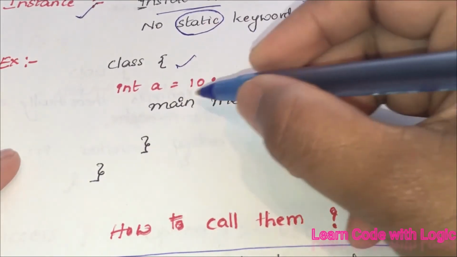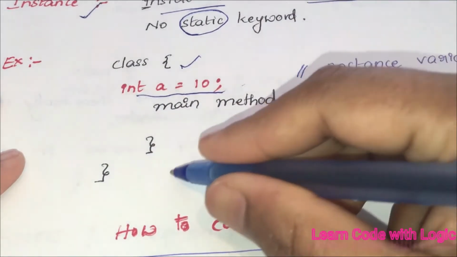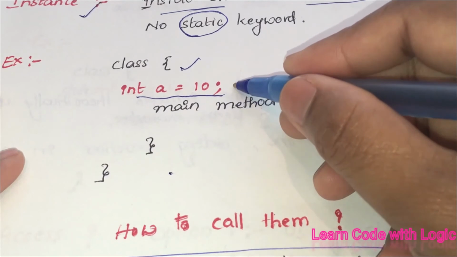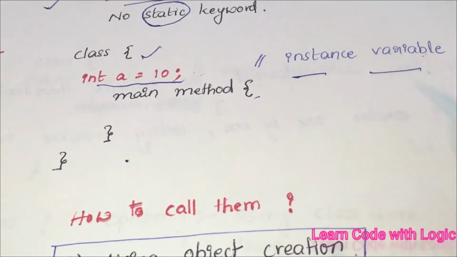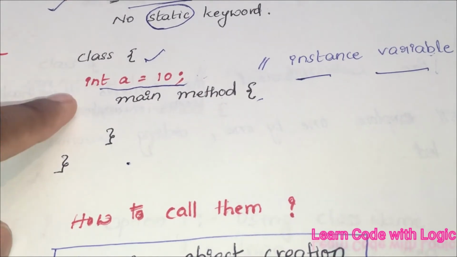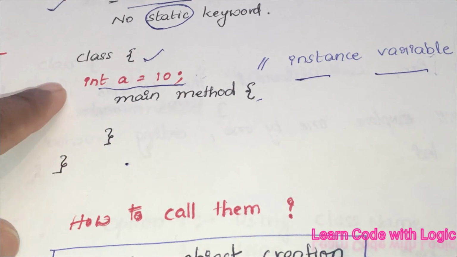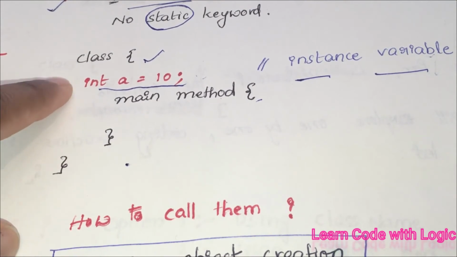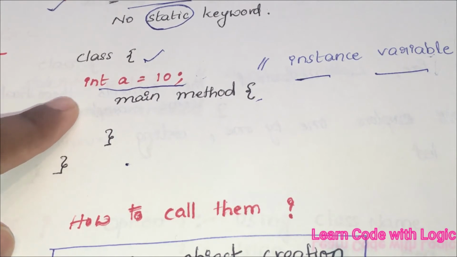Let's look at an example. This is the class. Here we are declaring one variable and this is the main method. This one we call an instance variable, because you can see this is not anywhere in the method and this doesn't contain any static keyword here. So this one we call an instance variable.